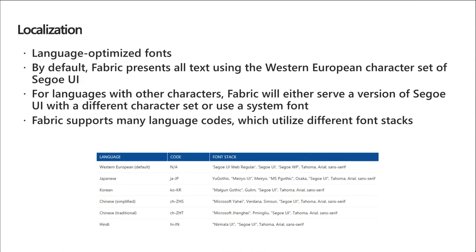We also have language-optimized fonts. By default, Fabric presents all text in the Western European character set for Segoe UI. For languages with other characters, Fabric will either serve a version of Segoe UI with a different character set or use a system font. Fabric supports many language codes which utilize different font stacks.